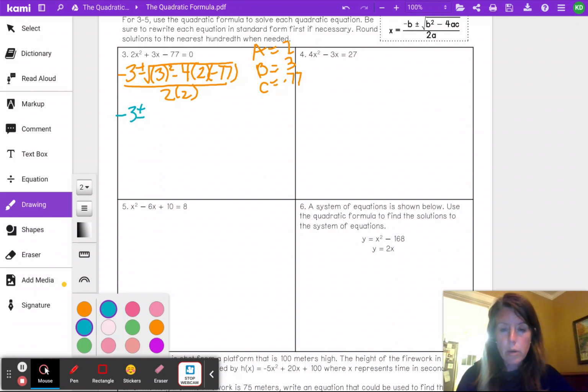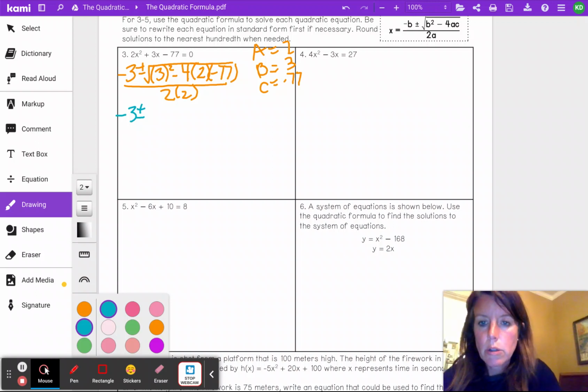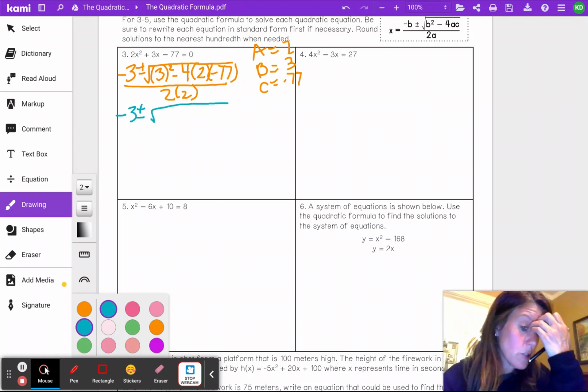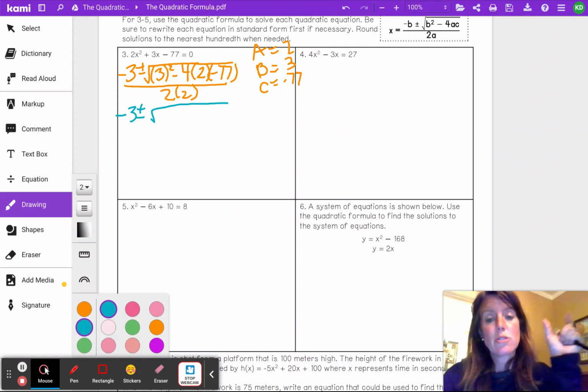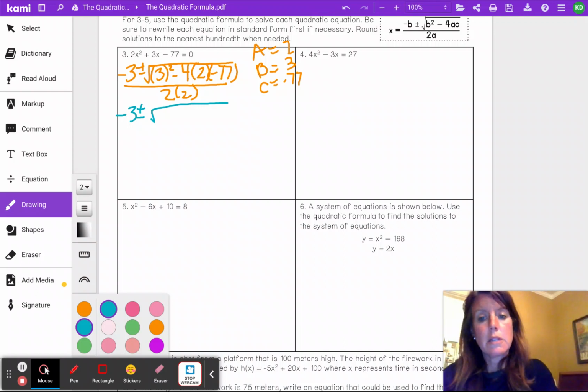Okay, so let's see. 3 squared is 9. So, and then, say 8, 77. So that would be the square root of all that in there. So 3 squared is 9. And then we have negative 4 times 2 is negative 8. Negative 8 times negative 77 is 616. So negative and negative make a positive. So we have 9 plus 616, all that divided by 4.